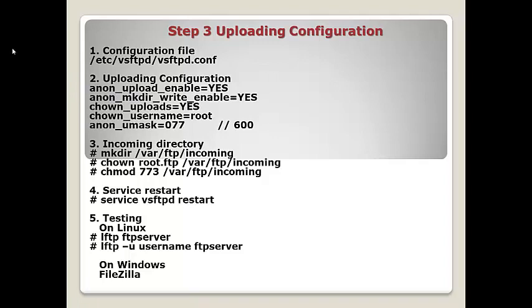If the anonymous user successfully uploads the file, the permission is set by anon_umask, which normally appoints the permission of the file from anonymous users. In my case now, 077. 077 means the file from an anonymous user will have the permission number 600.